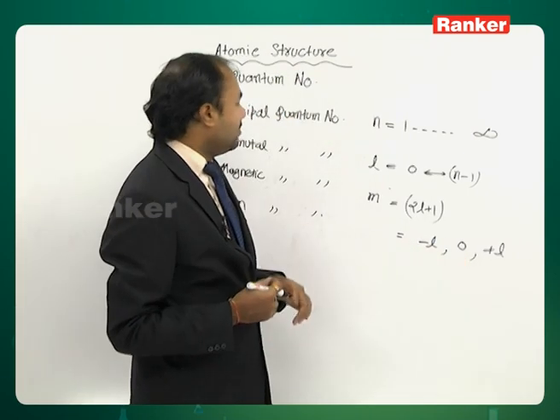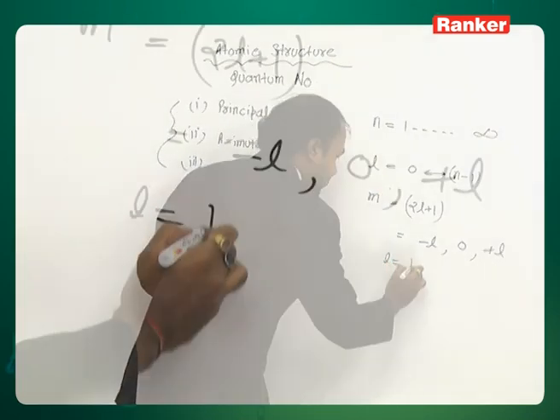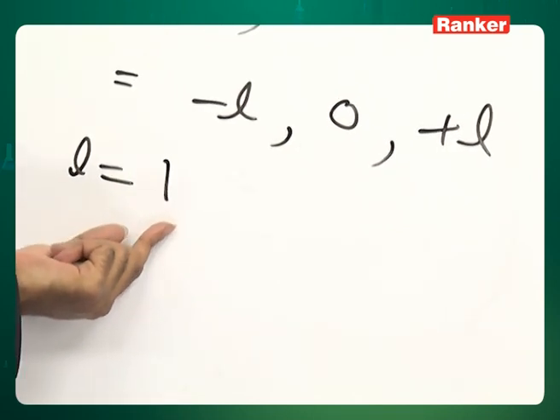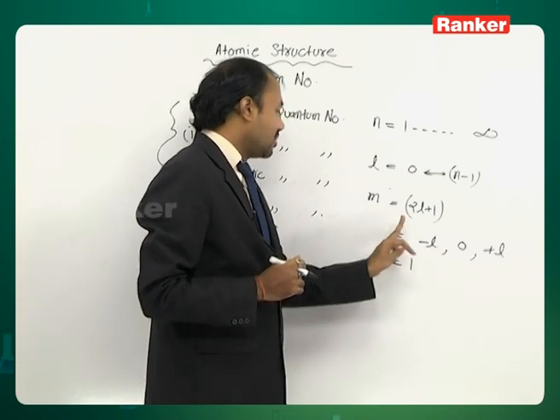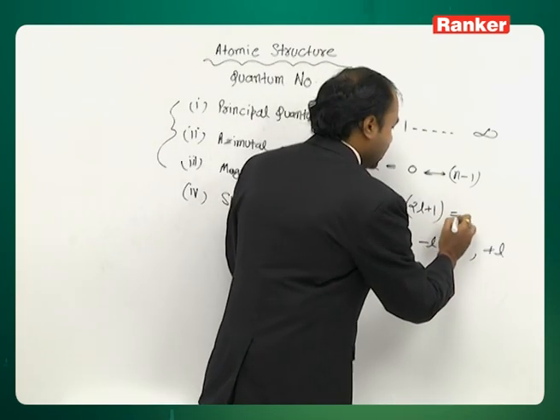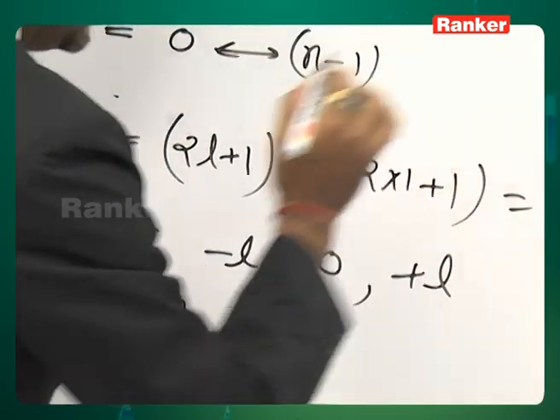We take up the example when L is given as equal to 1. Now you can understand we are talking about P subshell, because P subshell is given the value of L as 1. Now, if you see here, we will have 3 values of M, because L is 1. So this becomes 2 into 1 plus 1 here. So we will have a total of 3 values.